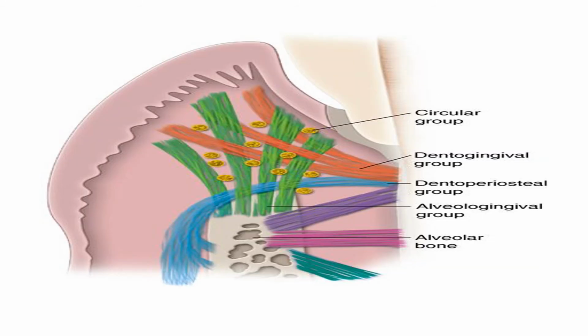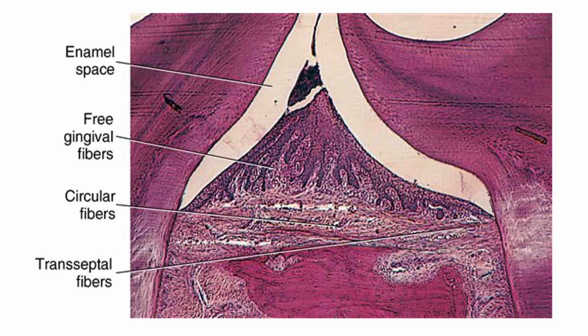These pictures show the circular groove. The circular groove, first of all, the dentogingival groove and dento-periosteal groove, alveolar gingival groove, and the alveolar bone. And this picture shows the circular fiber in the middle of this picture and the enamel space of each tooth.